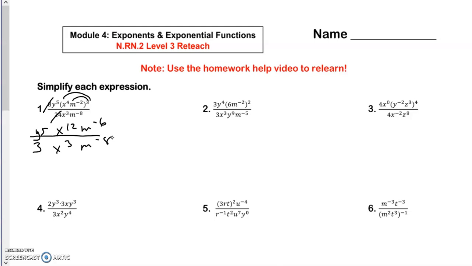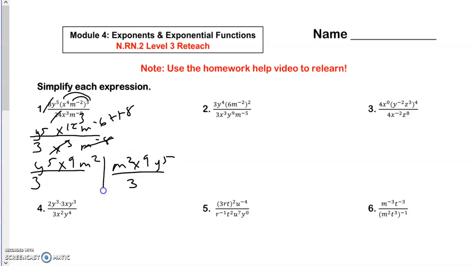So now I need to simplify. I'm going to look to see which one is smaller. So I'm going to leave the y to the 5th and the 3. The 3 is smaller than 12, so that's going to get me x to the 9th. And then I'm going to look to see which one is smaller, negative 6 or negative 8. Obviously, negative 8. Two negatives make a positive. And I'm going to get m to the second power. Now, this is not in order, so we want to put it in alphabetical order. So we want to go m to the 2nd, x to the 9th, y to the 5th, all over 3.